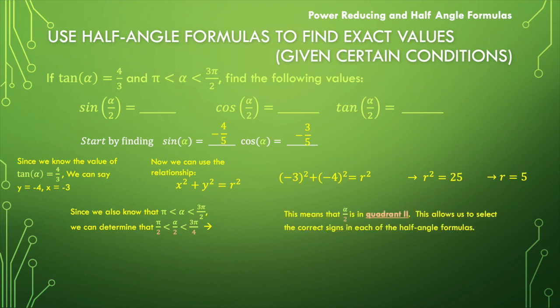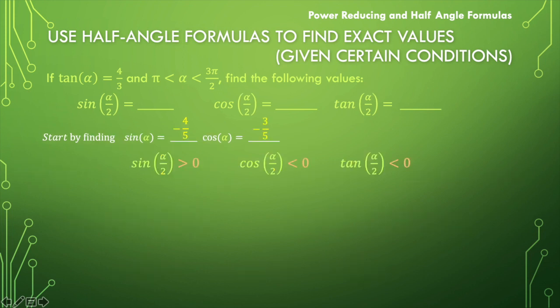So what do we know about the second quadrant? We know that the sine in the second quadrant is going to be positive. We know that the cosine is going to be negative, and we also know that the tangent is going to be negative. And so we are going to keep those things in mind as we progress in this solution process.